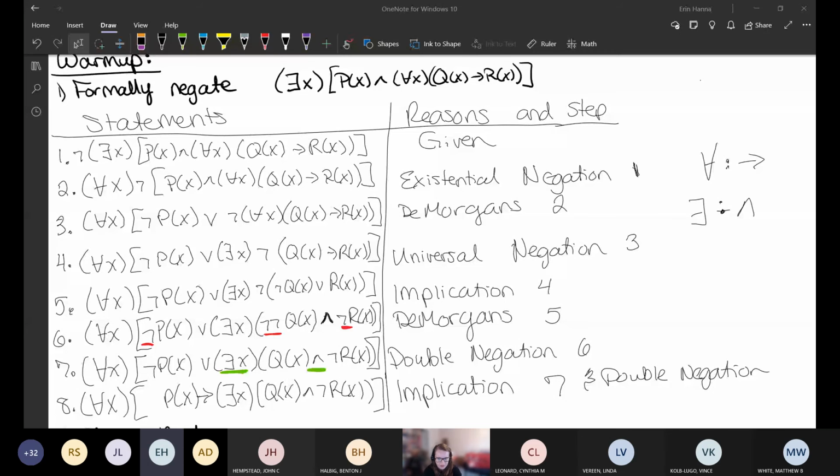Aaron, I have a question. I know this might sound a little stupid, but can you please explain to me how you got from the given to the exponential negation? Can you break that down in a little more detail? I can try. Let's see.